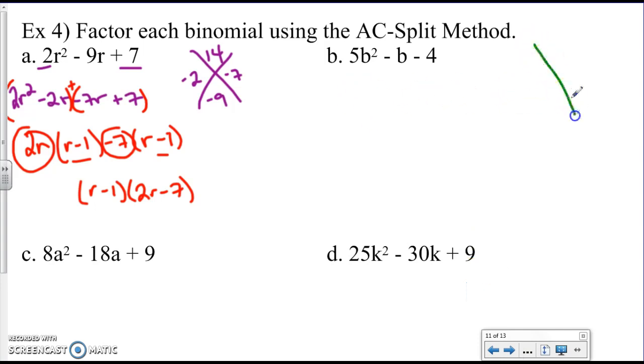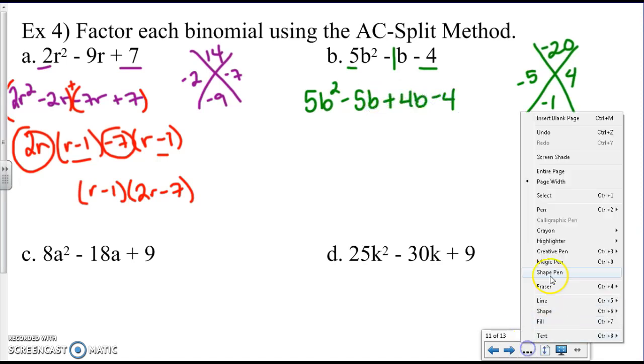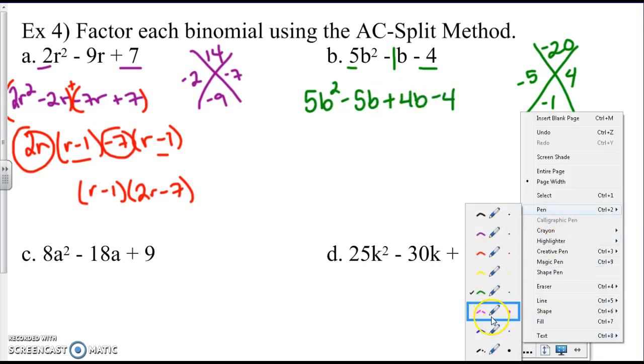Okay, let's do another one. Okay, a times c. So 5 times negative 4 is negative 20. And then this is really a negative 1 in the middle. So the two numbers that multiply to give me negative 20 and add up to negative 1 are negative 5 and 4. So we're going to go ahead and do AC split. So 5b squared minus 5b plus 4b minus 4 is my problem written out.